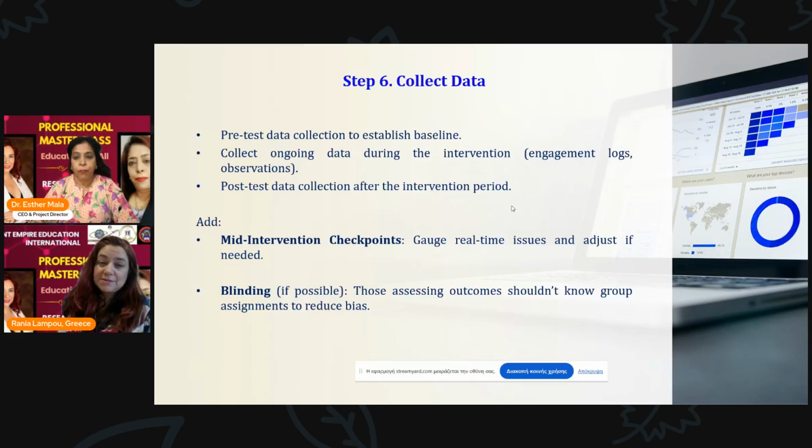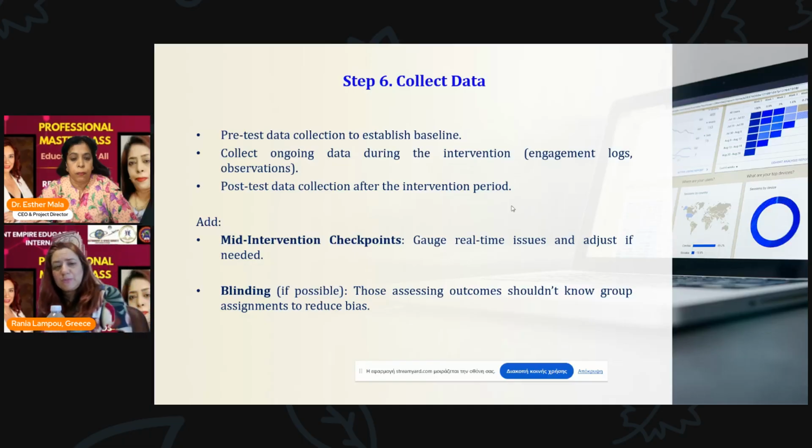Pre-test: first data collection to establish what we call baseline. We try to collect continuous online data during the intervention through observation, through logs, and then we have post-test data collection after the intervention period. Here you can also use immediate intervention checkpoints when we try to evaluate real-time issues and adjust if it's needed.